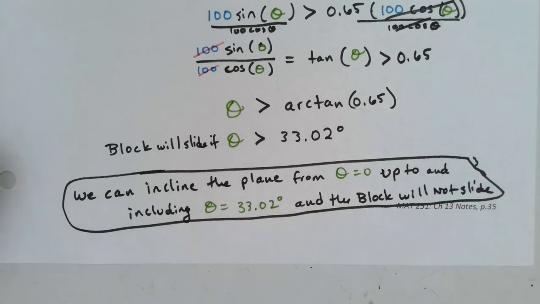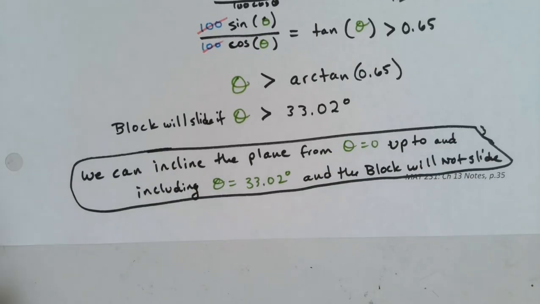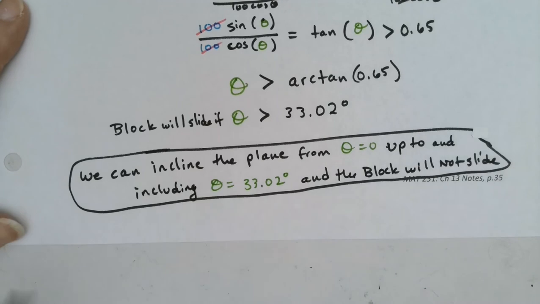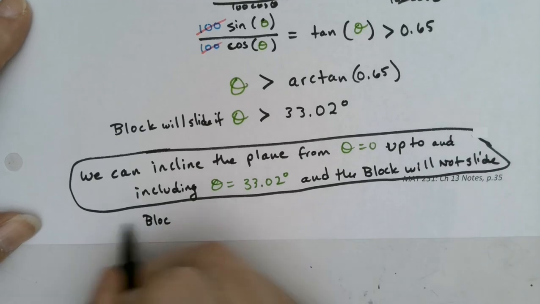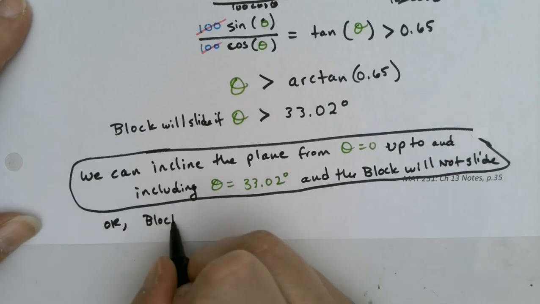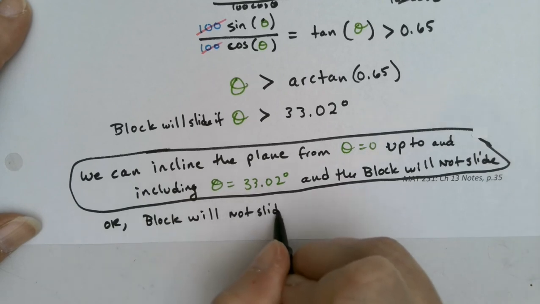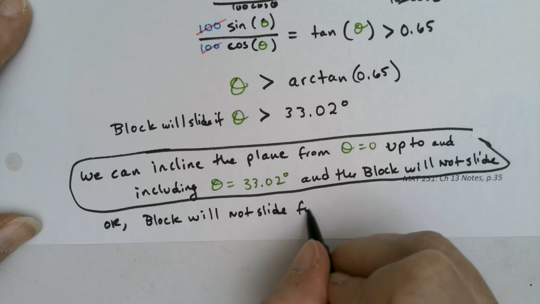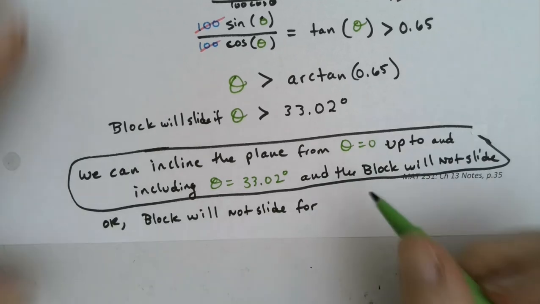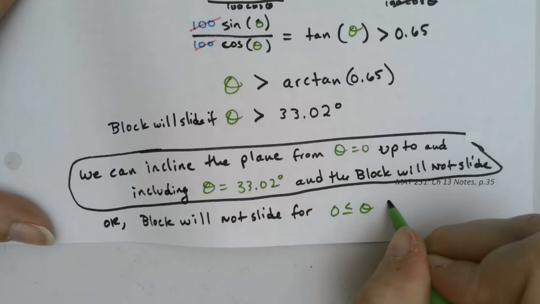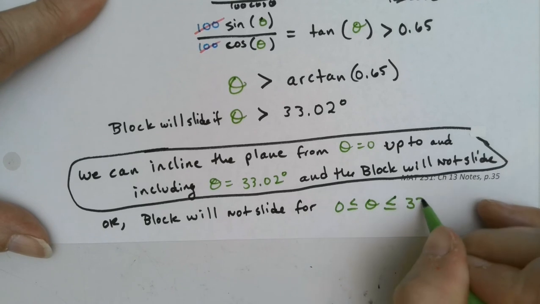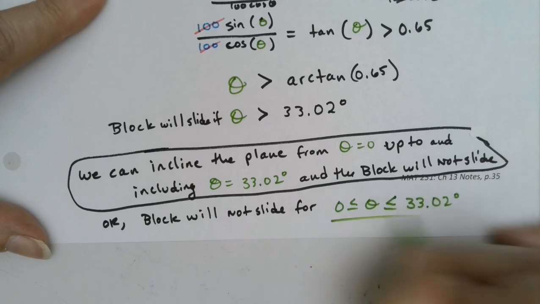Some slight paper issues over there, but you get the gist. Another way to put this is the block will not slide for 0 less than or equal to theta, which is less than or equal to 33.02 degrees. That's another way to put it.